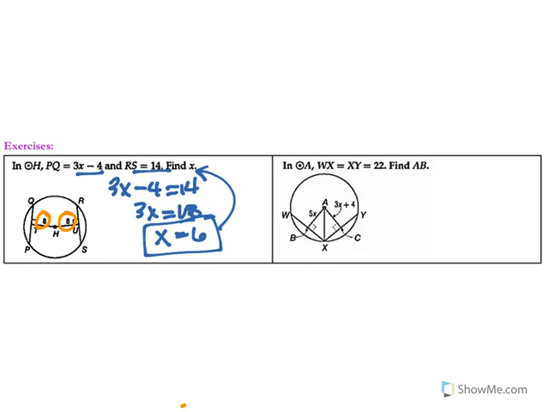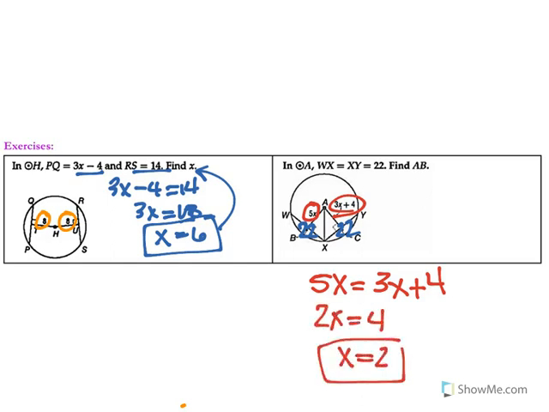In circle A, WX is equal to XY, which is equal to 22. WX, XY, so that's like this whole segment right there. That's 22, that's 22. If the chords are congruent, then what does that mean about the distance from the chord to the center? Those are equidistant, those are congruent, so I'm going to set 5x equal to 3x plus 4. Minus 3x from both sides, divide by 2, x equals 2.